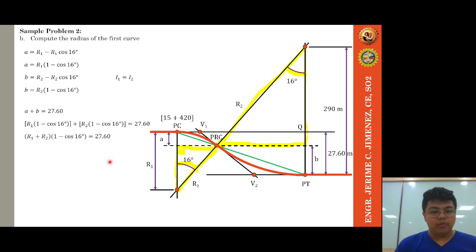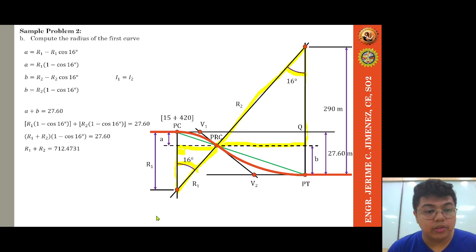Cross multiplication, we have 27.6 divided by 1 minus cosine 16 degrees. We have R sub 1 plus R sub 2 is equal to 712.4731. And we know, based on the given, R sub 2 is equal to 290 meters. Substituting, we have R sub 1 plus 290 is equal to 712.4731. Okay? Simplifying this equation, we can get the value of R sub 1 as 422.4731 meters.